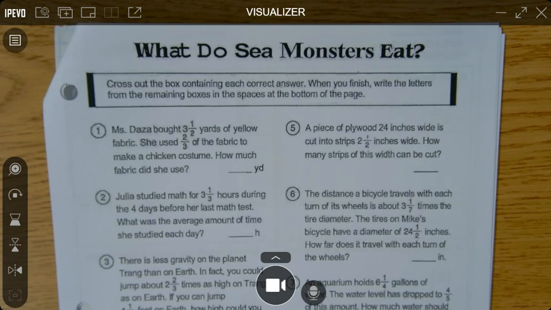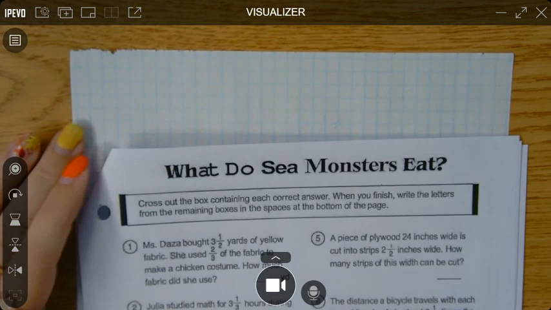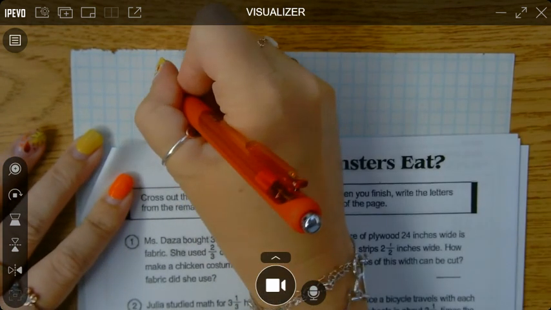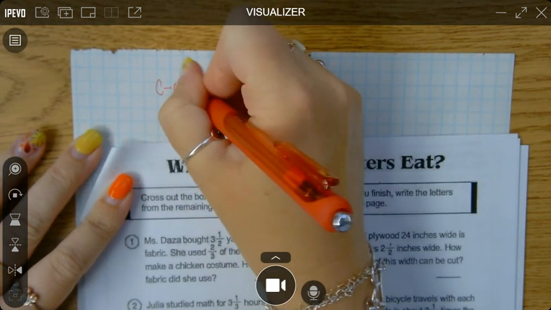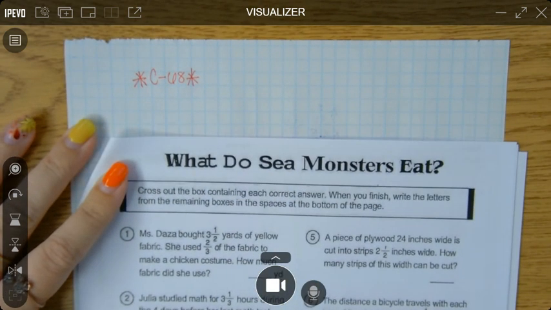Remember, when there's not enough space, we always want to show our work on a separate sheet of paper. So when we do that, let's go ahead and label it C-68. And I'll just do a few with us, or at least get started on a few. So I'll do number 1 with you guys.